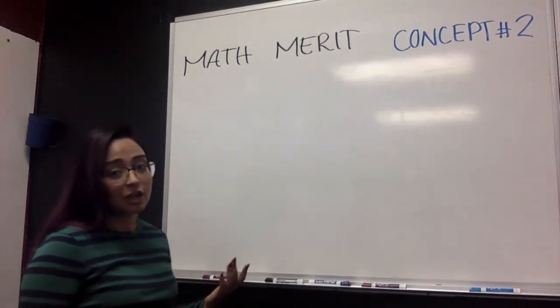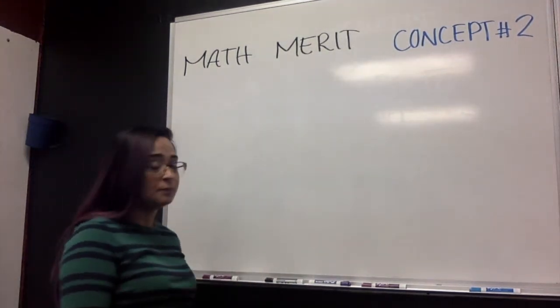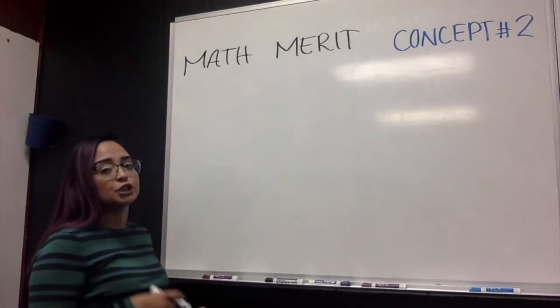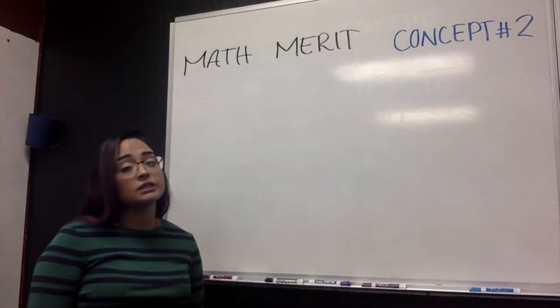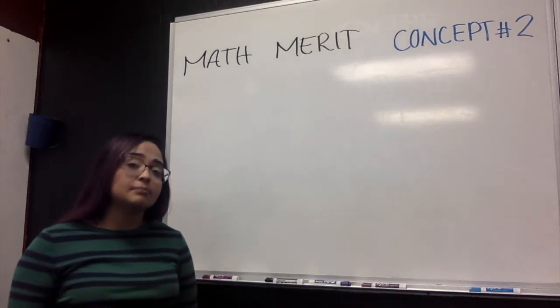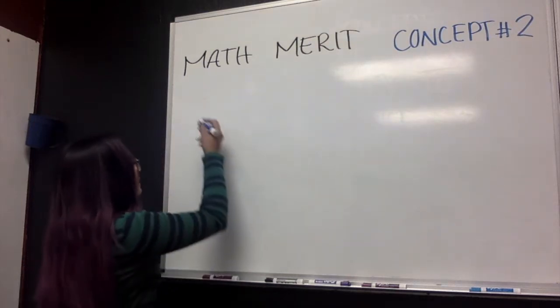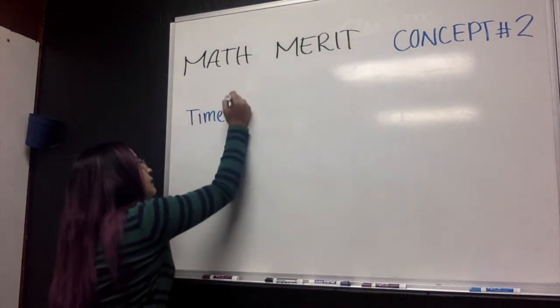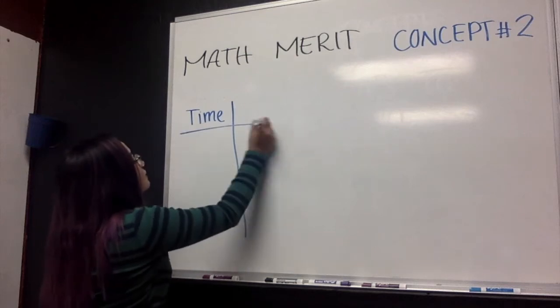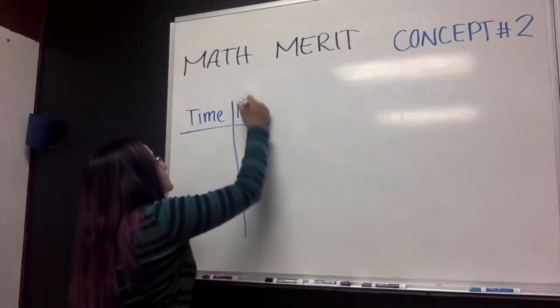Now we're going to start off with a table that's going to measure two different quantities, and for the sake of this example, we're going to be using the quantities of time and distance. Okay? So let's do this. Time and distance.